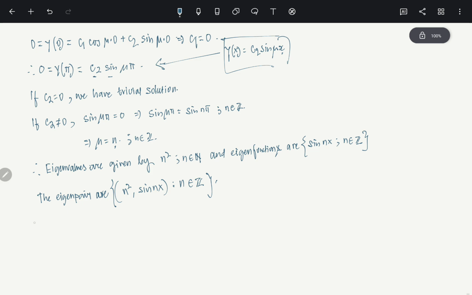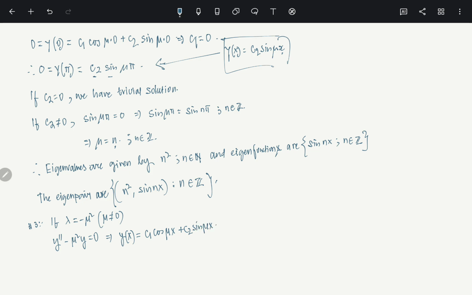What about negative ones? So now, case 3. If lambda is, let's say, negative, so minus mu square, with mu non-zero. Let's just take it like this. Then what happens? Let's check that. The equation turns out to be y double prime minus mu square times y equals 0. You can solve this equation, right? And if you solve it, the solution which you are going to get is y of x equals c1 times cosine mu x plus c2 times sine mu x.